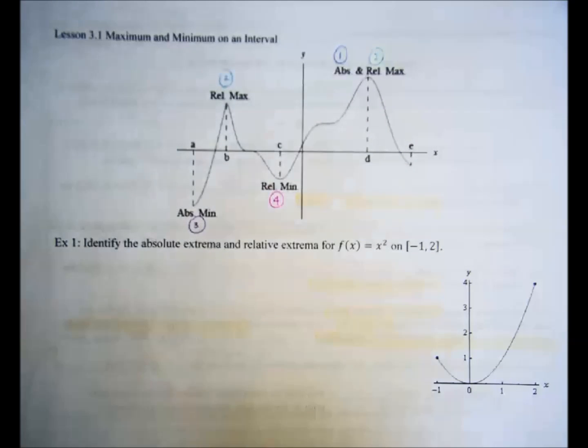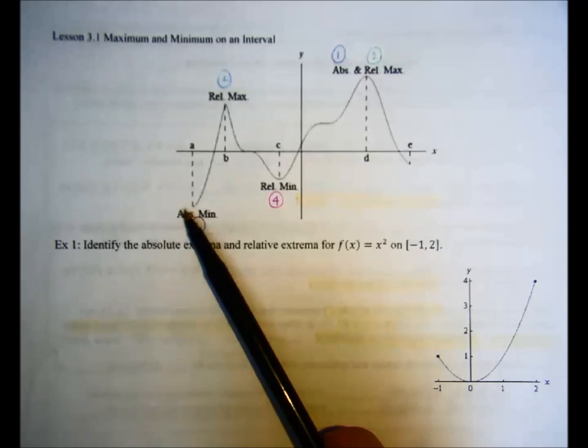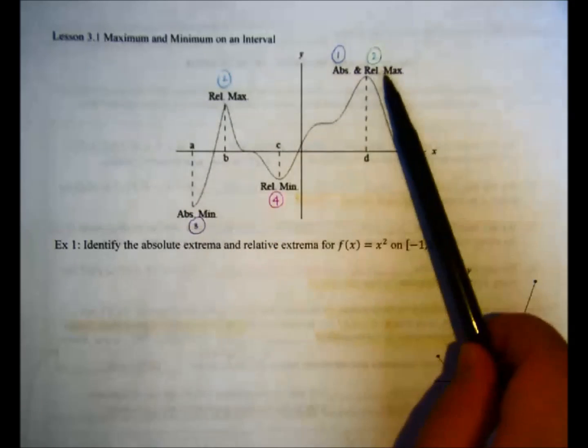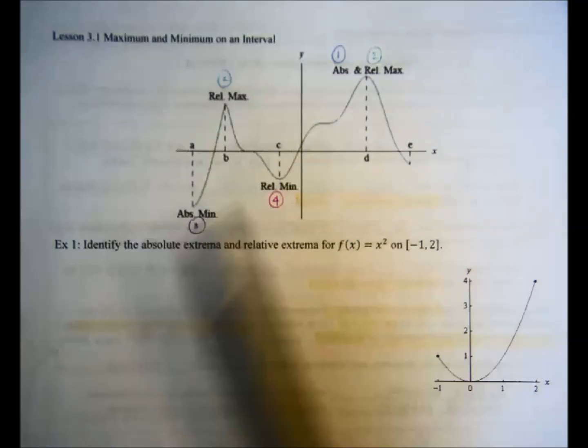If you notice, we only have one absolute maximum and one absolute minimum in this function, but we can have several relative extrema. So you can see we have 2 points here that would both be considered relative extrema, and we have one relative min here.